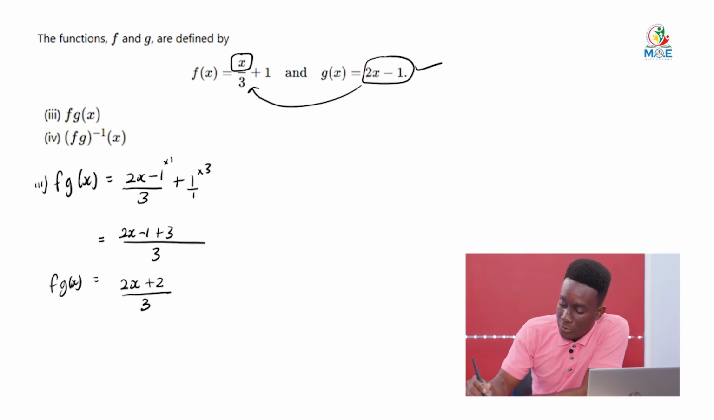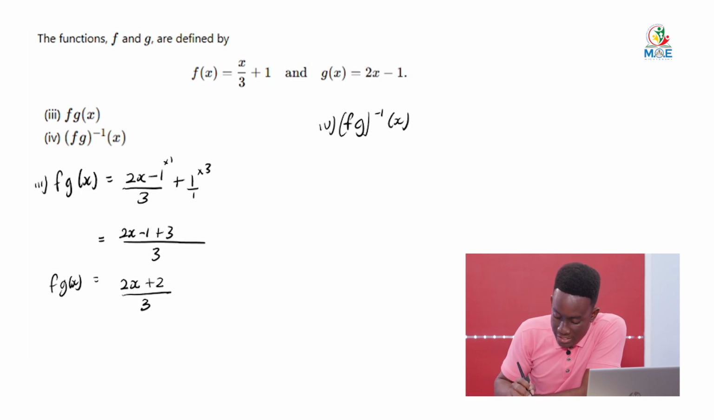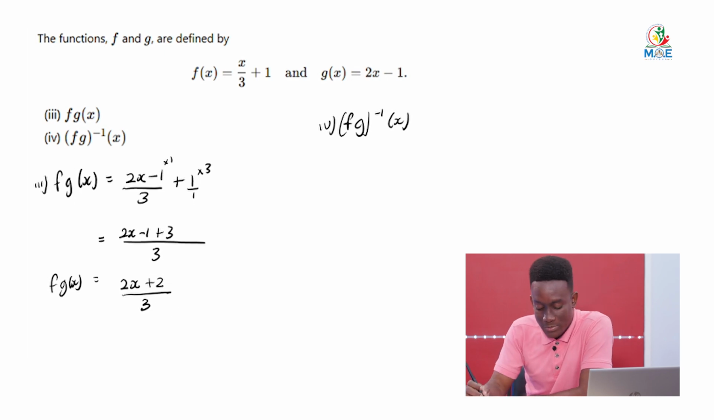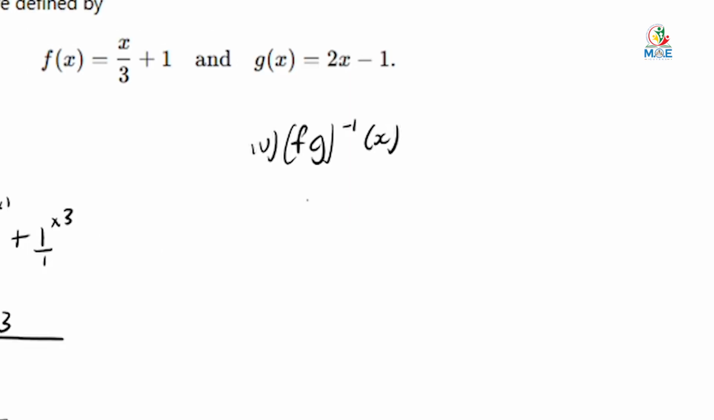And then they want us to now find fg inverse of x. So we are finding the inverse of this function here that we just found. So we do the same steps as we just did. We replace fg of x with y. So we'll have y is equal to (2x plus 2) all divided by 3.